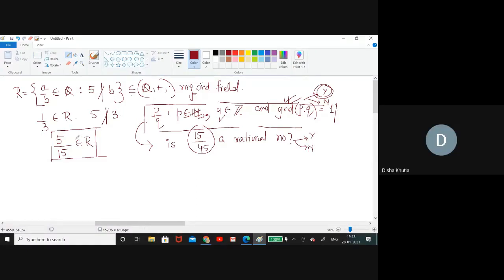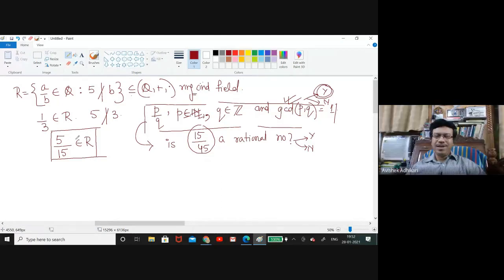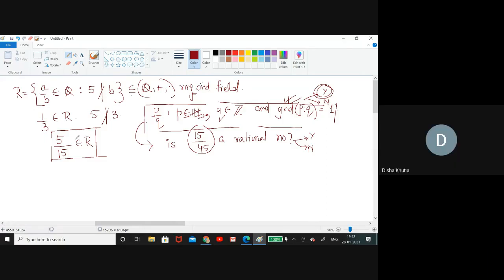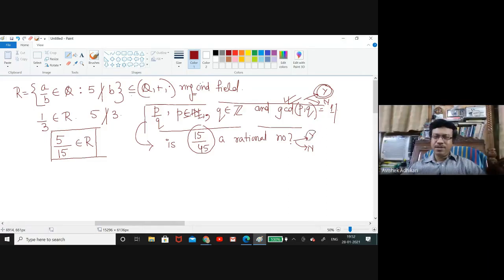It is the same as 1 by 3. No, I am not asking you whether same or not. My question is: is 15 by 45 a rational number? Yes or no? Yes, it's a rational number. Again, it violates your definition then, because GCD of 15 and 45 is not 1, right?